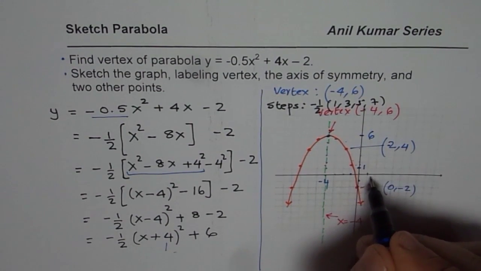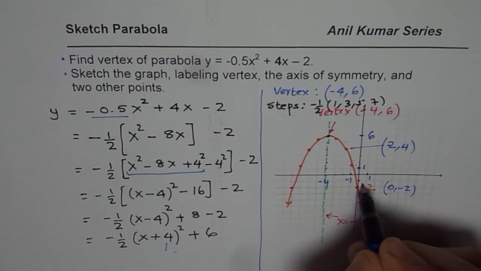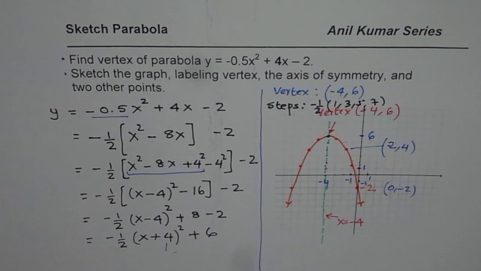So let's label this 1, 1, minus 1, minus 1. That is the sketch of the parabola, which represents the equation y equals minus 0.5x squared plus 4x minus 2. I hope that helps. Thank you and all the best.